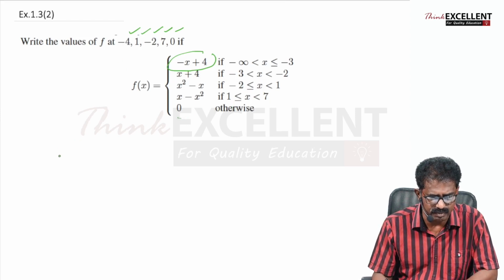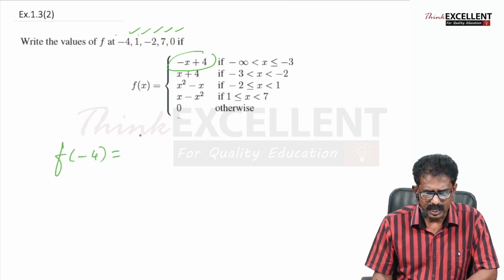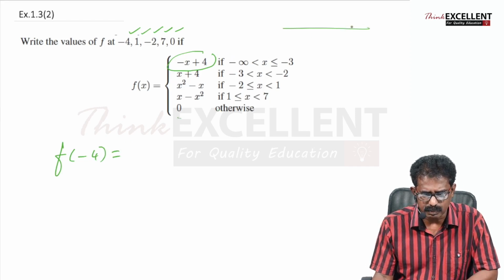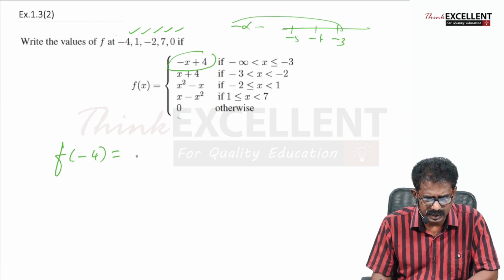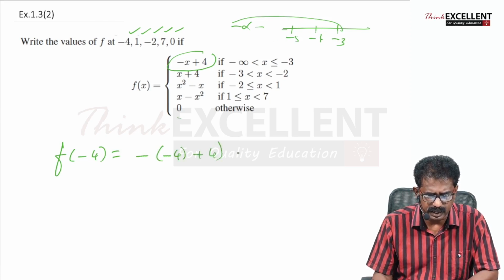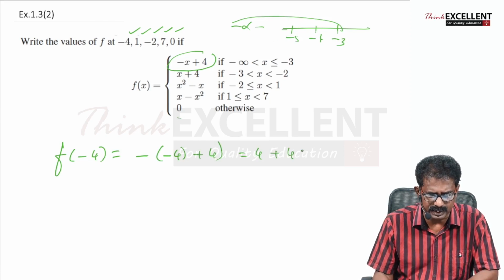First, they asked to find f of -4. See, -4 lies in the first one, right? -infinity to -3. Because -3, then only -4, right? -5 up to -infinity. For all these things, the first function. So minus x value, -(-4) plus 4. So minus minus plus. So 4 plus 4, the answer is 8.